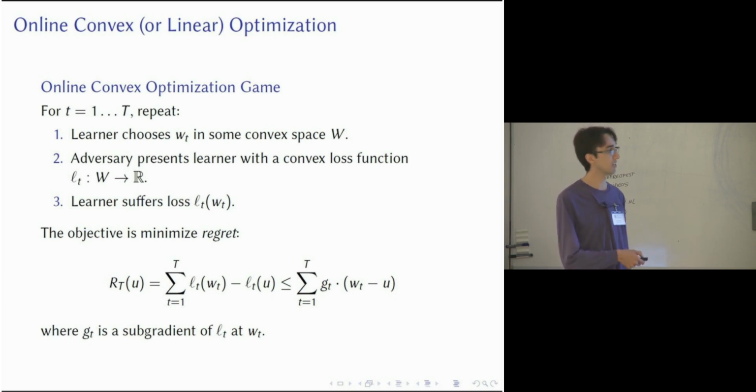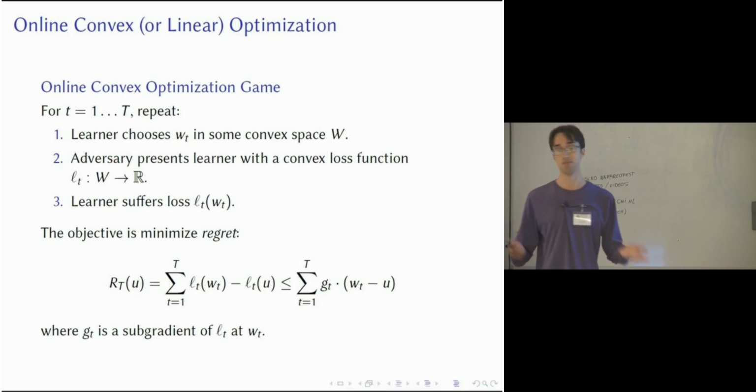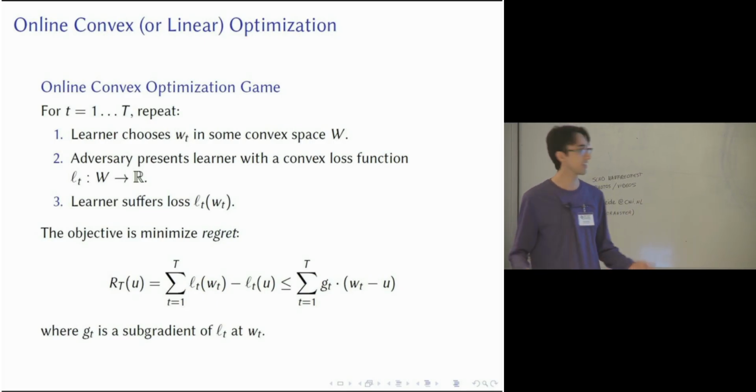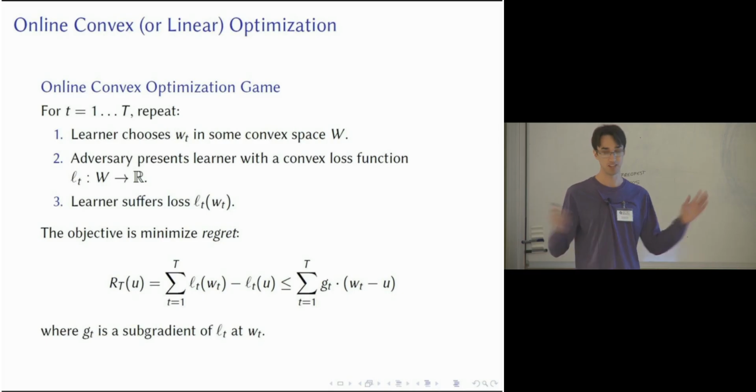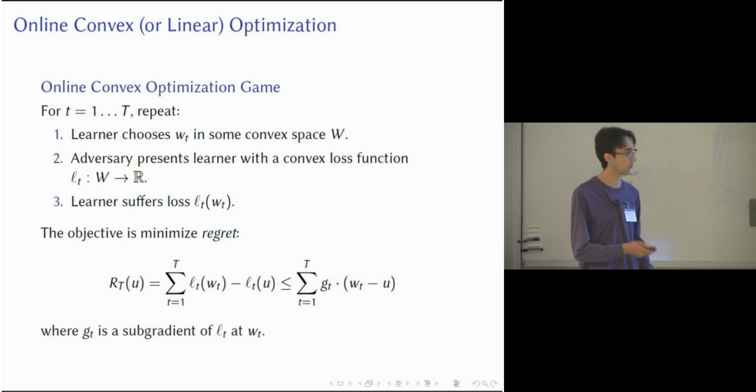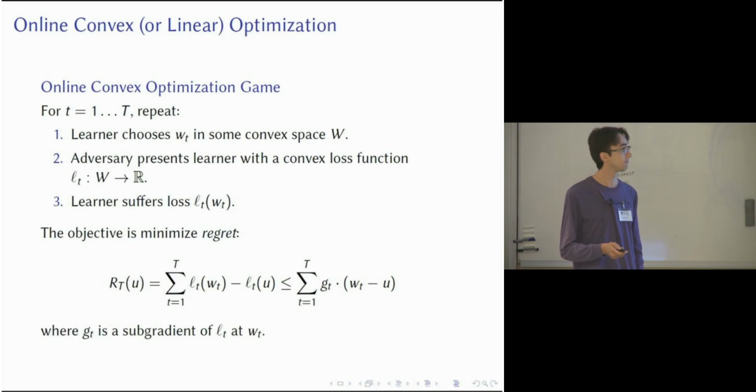Something that's a little bit less common is that I'm going to consider regret as a function of u. Often, if you take a first class on online learning, you'll see regret as the maximum of this function over all u and w. But that is always infinity when you look at an unconstrained space W, which is not useful for us. So we're going to think of bounding this regret uniformly by some other function of u.